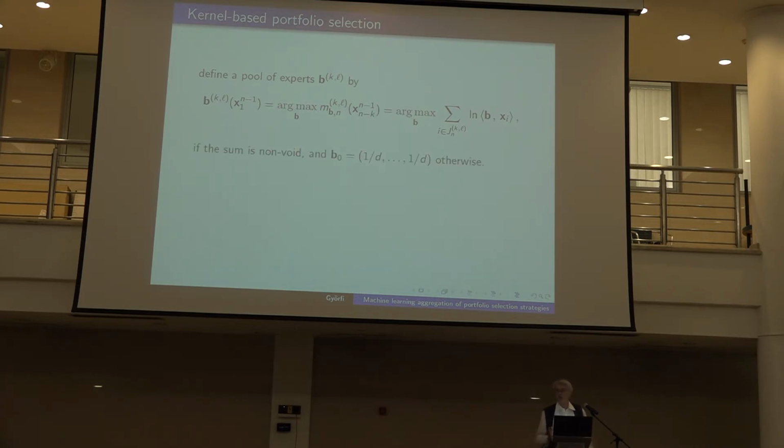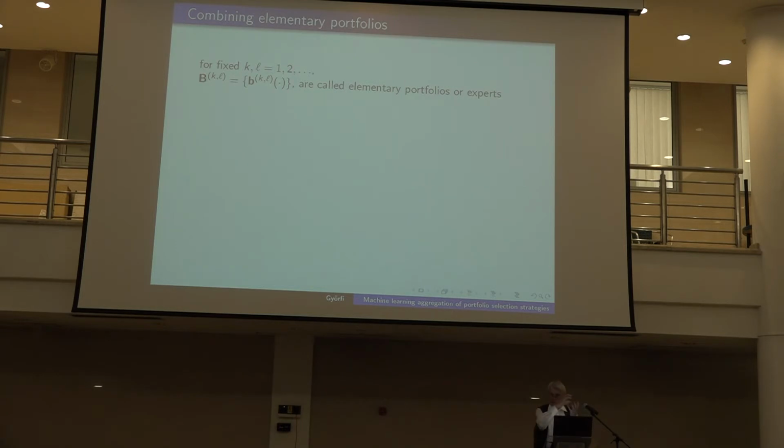If there are no matches, if the set J sub n is empty, then the portfolio vector is just the uniform portfolio. Equivalently, we have a subsequence of return vectors after the matches, and along these subsequences, we design a portfolio vector which results in the highest amount of wealth. Okay. So we have a double infinite array of strategies. Let's call them elementary portfolios or experts.